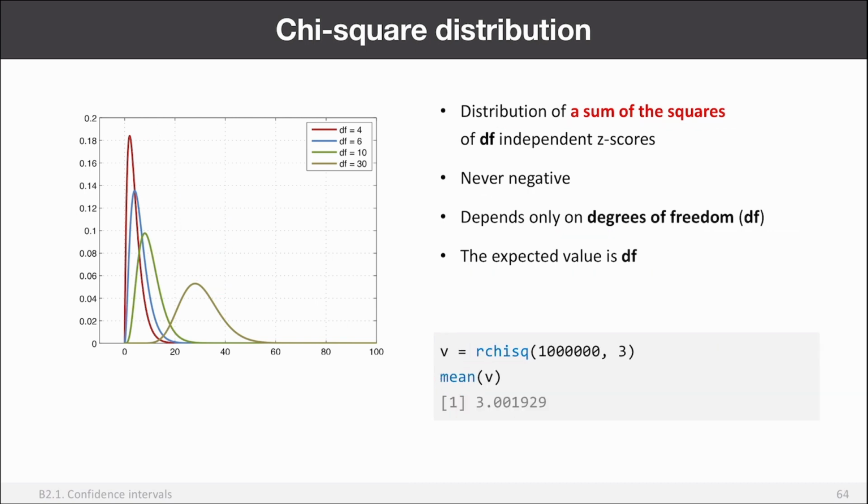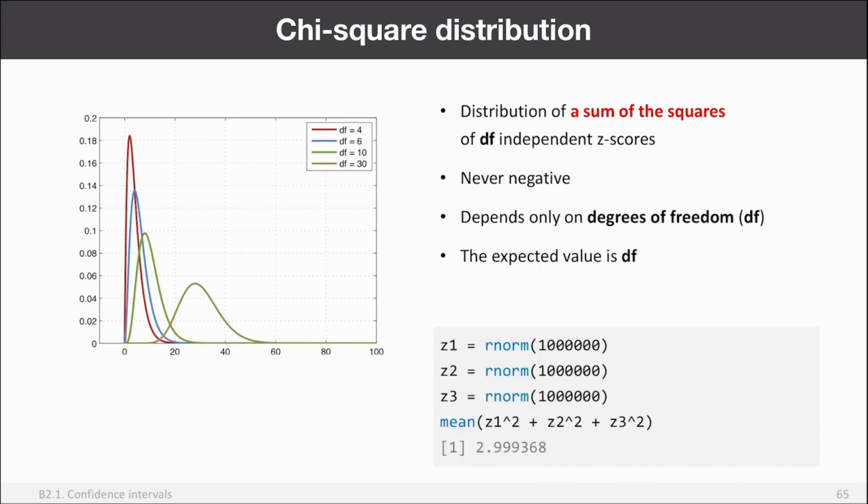So you can see that I took 1 million random values from a chi-square distribution from a population with 3 degrees of freedom. So degrees of freedom is 3. And then I computed the average of these 1 million values, and I got 3. You remember that the expected value, the average of all these values, is the same as the degrees of freedom, and that's what we got here.